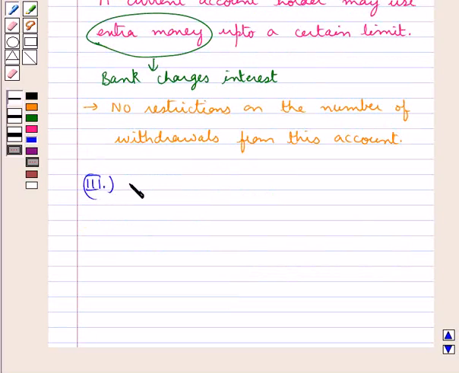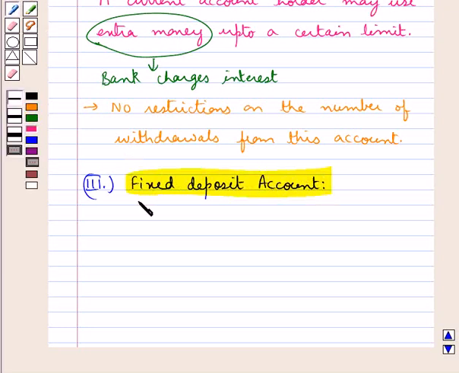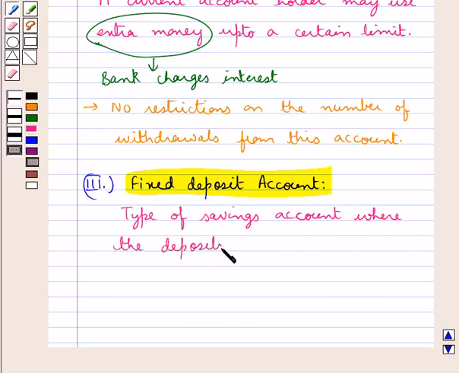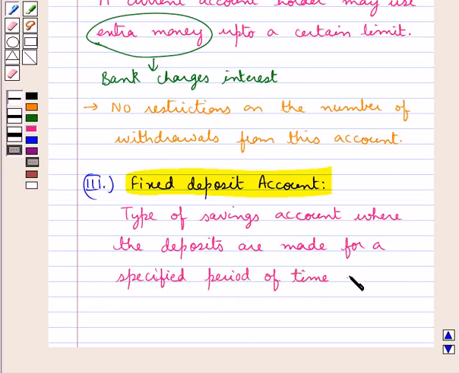Next we have a fixed deposit account, this is a type of savings account where the deposits are made for a specified period of time and those deposits pay out a fixed rate of interest.